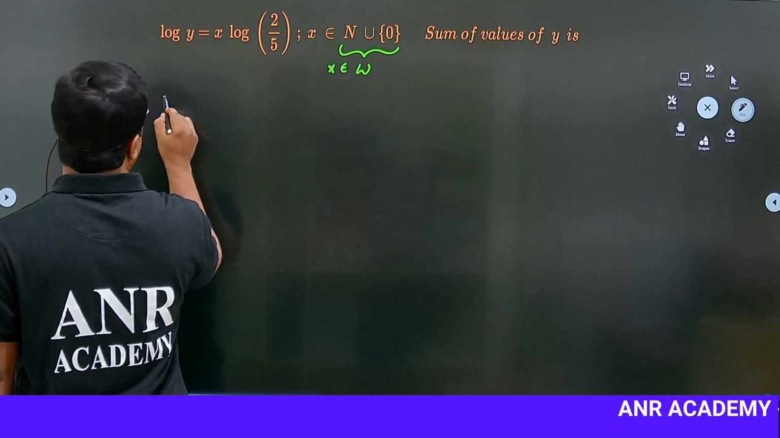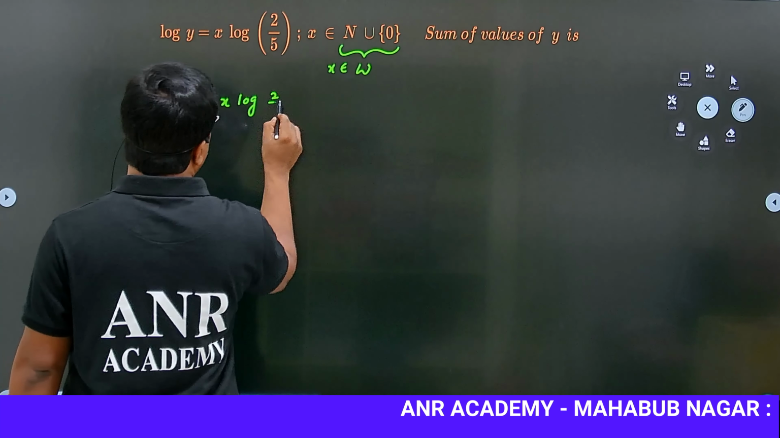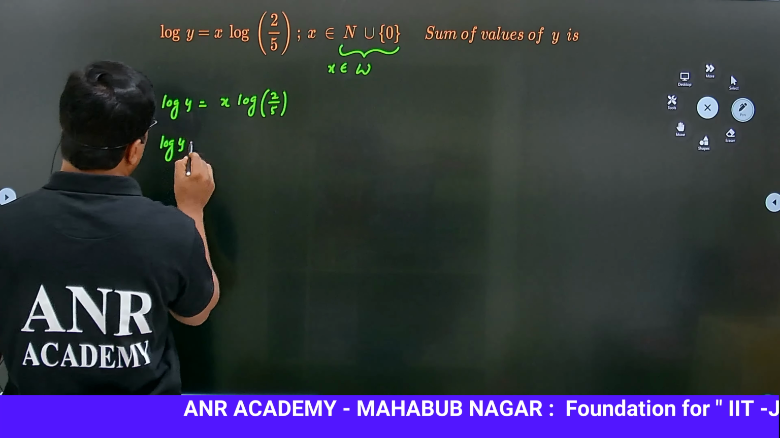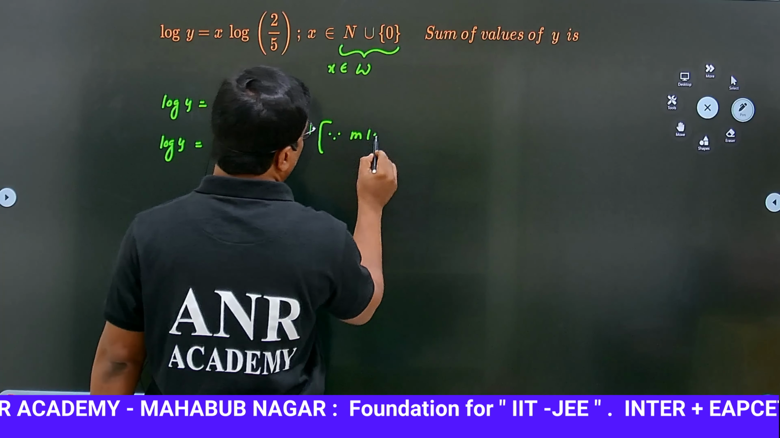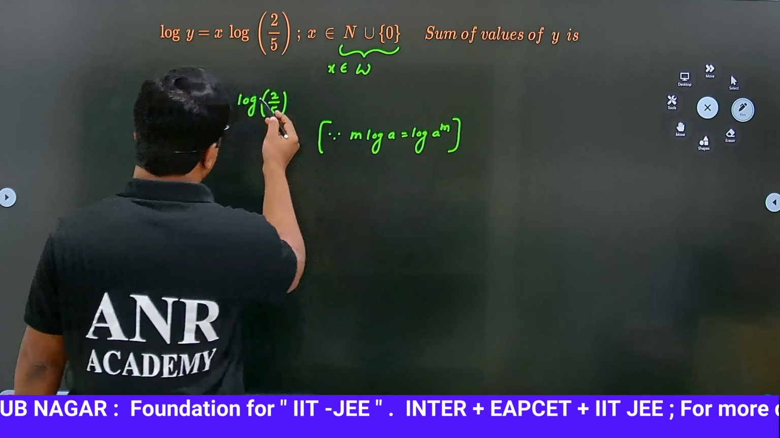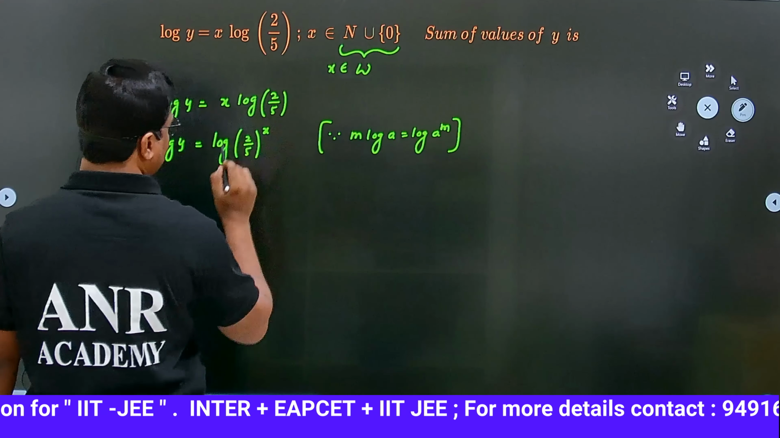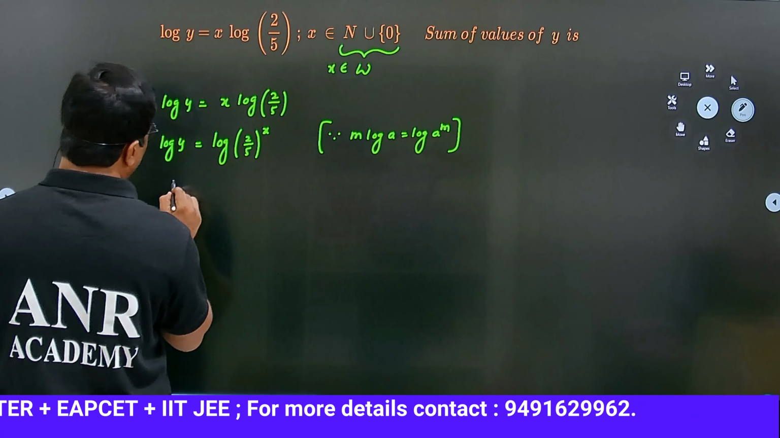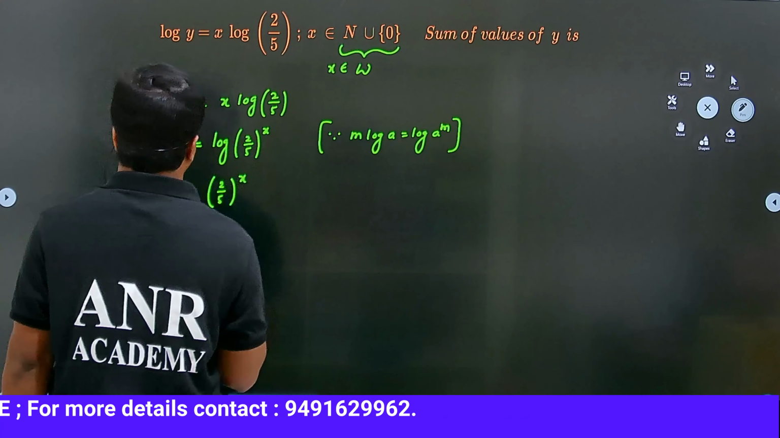Here you have log y equal to x into log 2 by 5. Left hand side, log y as it is I am writing, and in the right hand side, since m into log a can be written as log a power m, here it can be written as log of 2 by 5 whole power x. Both the sides, if you neglect logarithm, then you will get the value of y equal to 2 by 5 whole to the power of x.